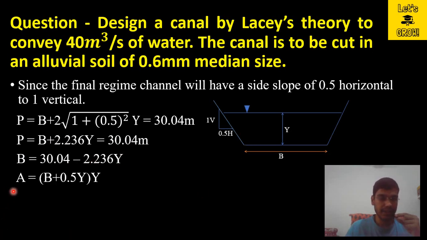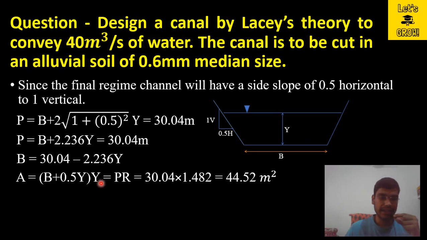Now again, if you want to calculate the area of this canal, using the geometry you can calculate the area. Here you can assume a rectangle and two triangles, and by adding all these three segmental areas, you can calculate the area as b plus 0.5y into y.